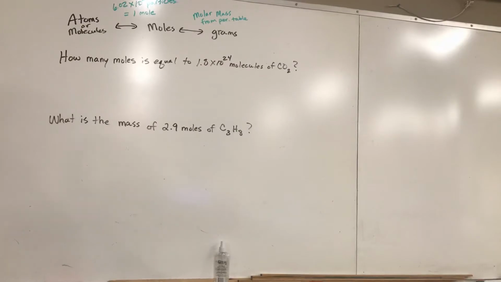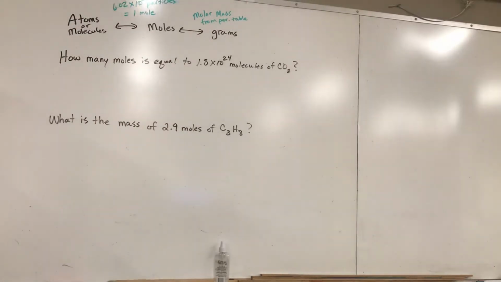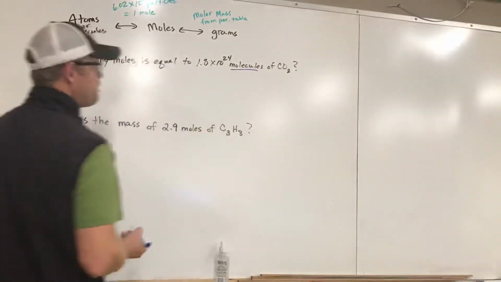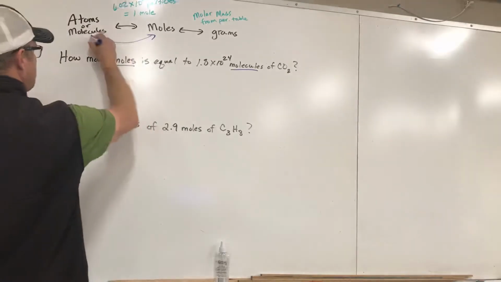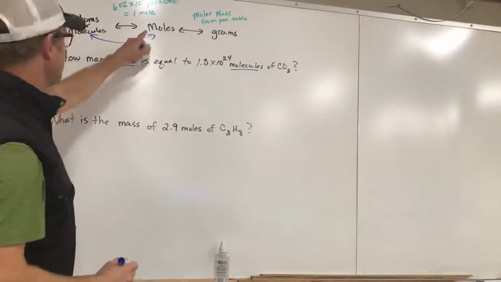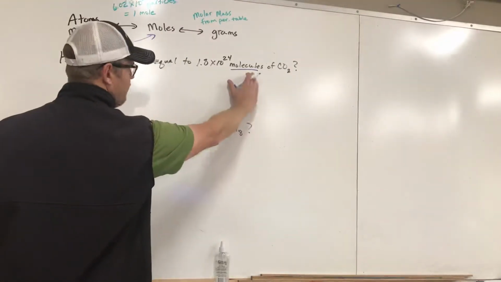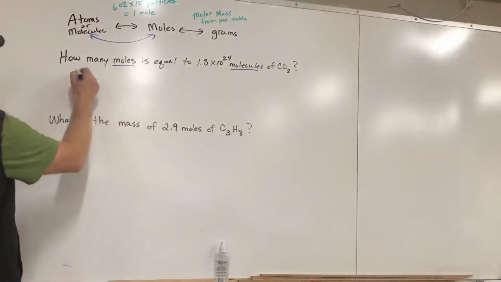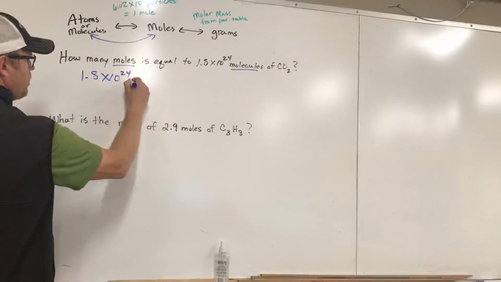So the first question here says how many moles is equal to 1.8 times 10 to the 24th molecules of CO2. So when I see this, I see molecules, okay, that's a type of particle, and I'm looking for moles, I am making this transformation right here. Now whatever direction I'm going, that's a one-step conversion. I'm going to begin the way I've done a lot of my conversions. I'm going to take my measurement that I have, which is right here, and I'm going to include the units. 1.8 times 10 to the 24th molecules.